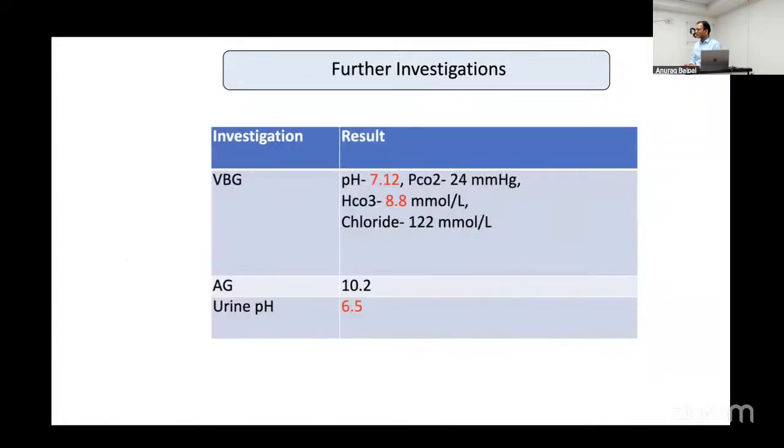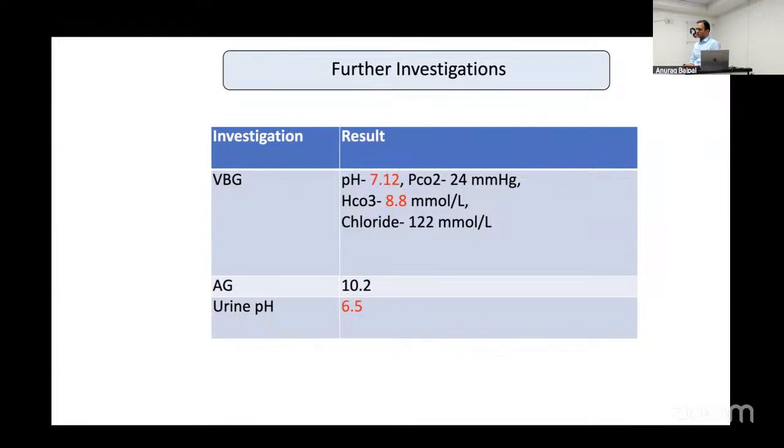Yeah, carry on. So subsequently, we did her blood gas and urine pH. Blood gas was normal anion gap metabolic acidosis, which is hyperchloremic, and urine pH was subsequently found to be 6.5. So this is, I think, the clinching diagnosis here. So what we are seeing here is that there is a metabolic acidosis, first of all.